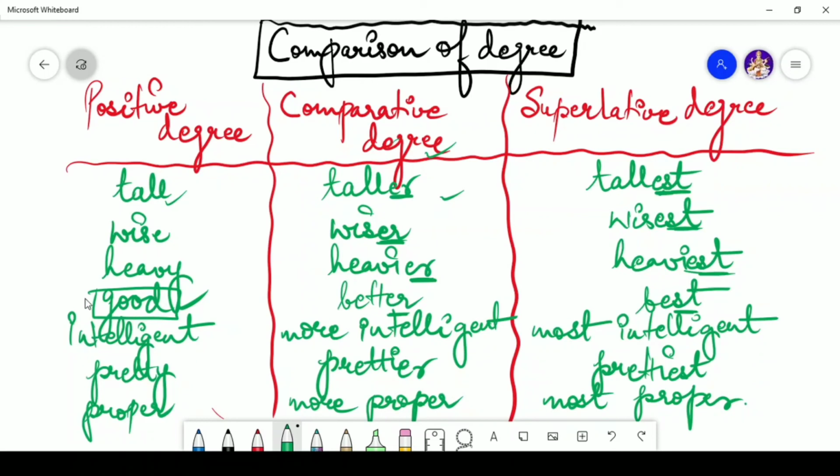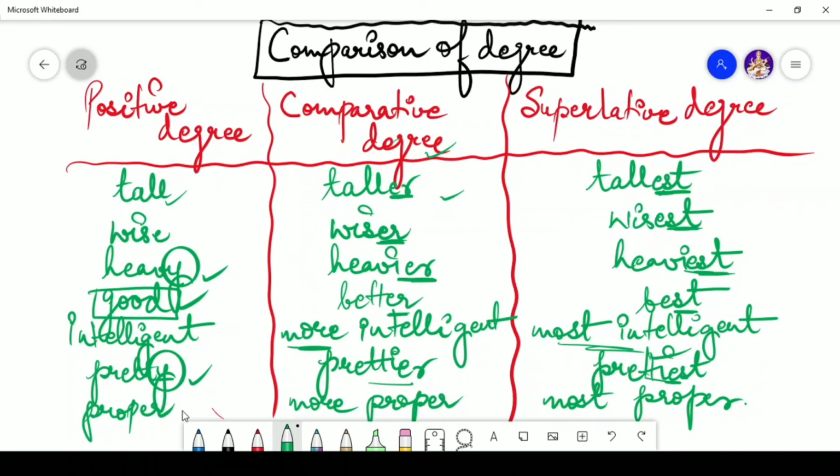Then in some cases like intelligent, you cannot write intelligenter and intelligentest. No, it is the wrong form. Instead, you are going to add more intelligent in case of comparative degree. In case of superlative degree, you are going to use most intelligent. Pretty becomes prettier, prettiest. Okay, here what you did was that in both of these cases, in case of heavy and pretty, you omitted y and added -ier and -iest in case of comparative degree and superlative degree respectively.